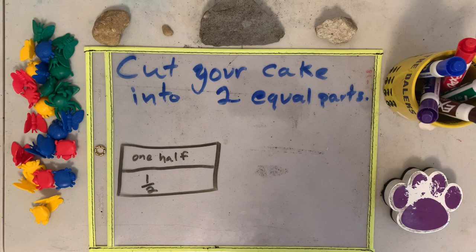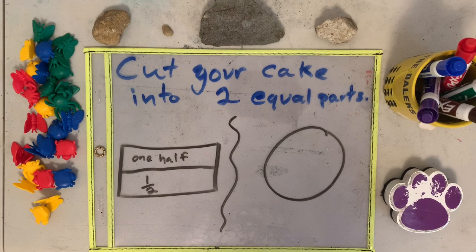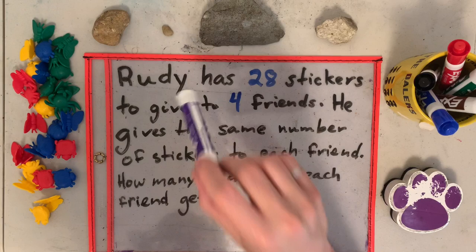So you're going to do the same, but I want your cake to be a circle. So cut your circle into two equal parts. You're going to cut your cake into two equal parts. I'm going to be reading the word problem and doing cubes while I'm reading it.